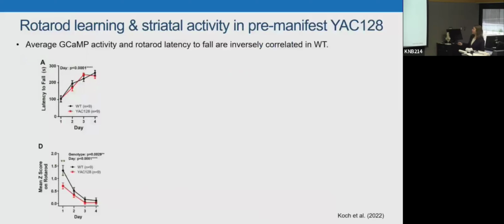And coming back now to the YAC128. So as I mentioned before, the pre-manifest YAC128 didn't show a change in their behavior according to latency to fall. But interestingly, they had reduced activity in the striatum specifically on day 1 of training. So even though their behavior looks similar, there's something different already happening in the striatum in these mice.